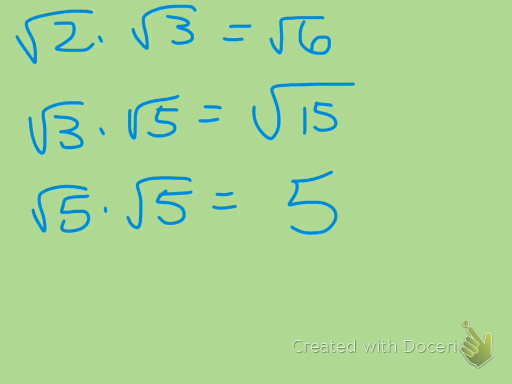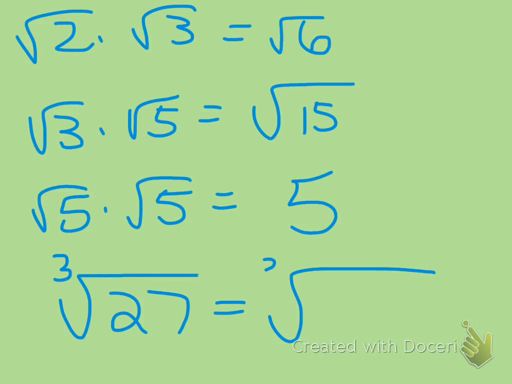So then, what about when we didn't go over what would happen if it was a cube root? If I had the cube root of 27, what are the prime factors of 27? 9 and 3. And what about that 9? Can it be broken down again? To 3. Yes. Threes.